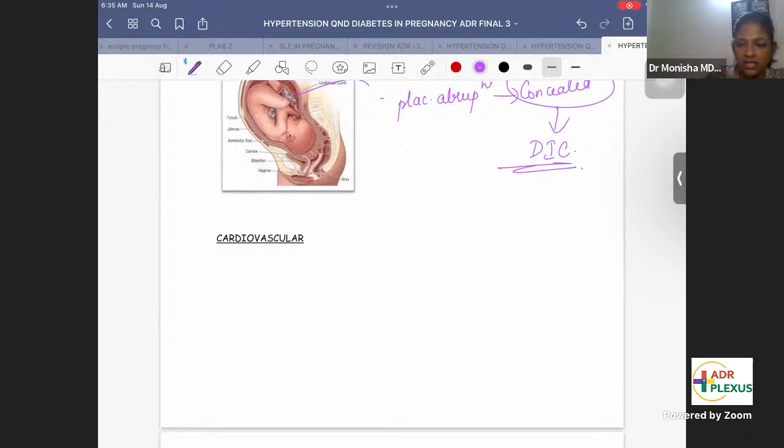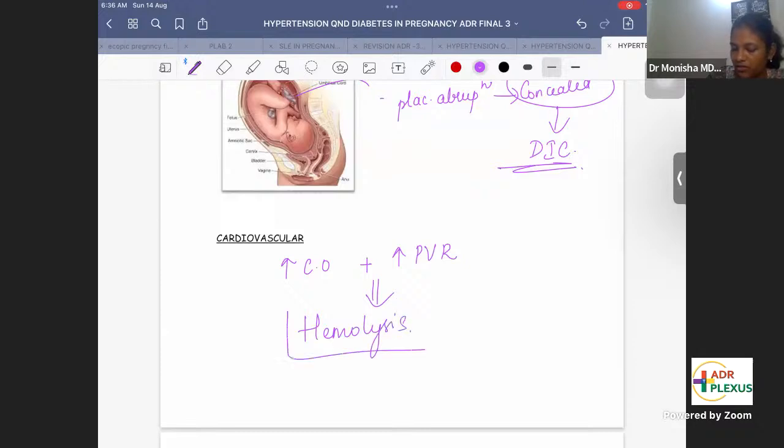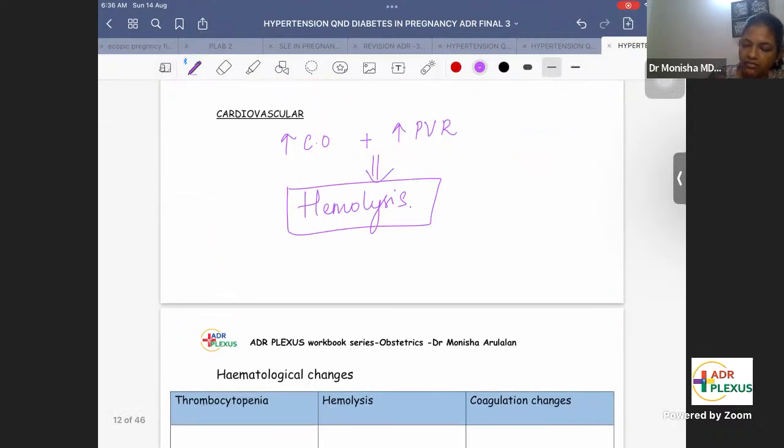When I say cardiovascular, what are the cardiovascular changes? Remember, there is increased cardiac output as well as an increase in the peripheral vascular resistance. The flow is also high, as well as the resistance to the flow. This will lead to hemolysis of the blood. That's why you see the features of hemolysis. And if I say cardiac output is low, obviously the workload on the heart is high, so it is important to do an echo for the changes in the heart.